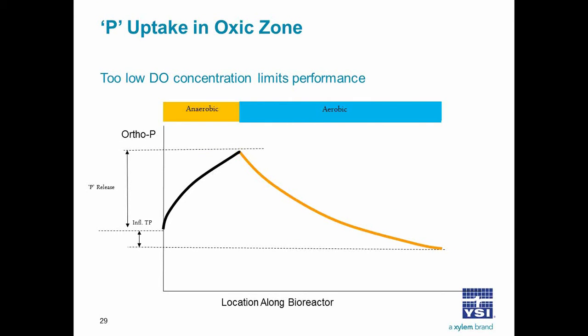Well, it looks easy, but let's take a hypothetical look at what might not occur if you have too low a DO concentration in your oxic zone. So in this case, the ortho-P concentration again is on the left, and ortho-P release is shown in the anaerobic zone. It's the black line, and then the orange line is the P uptake in the aerobic zone.